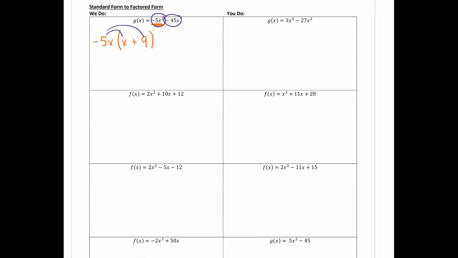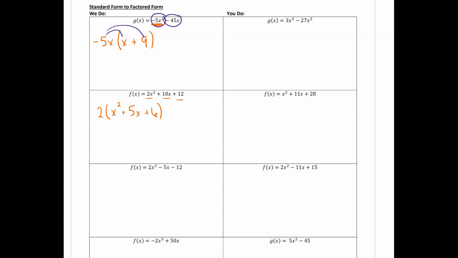Next one. So again, the first time I always do this, I'm going to look for a GCF, which I do notice it does have a 2 that I can factor out of every term. So I'm going to do that first. So when I divide or factor out a 2 from every term, I'm left with x squared, I'm left with a 5x, and I'm left with a 6.